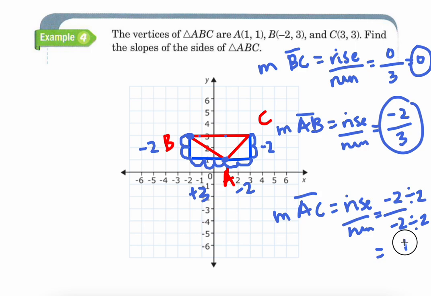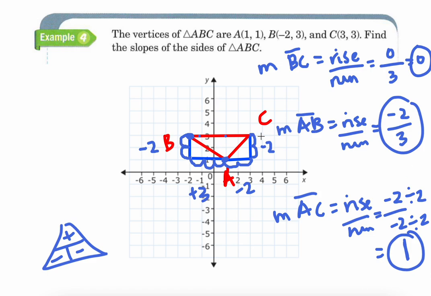So that's really just one. I can just keep that as one. And then I have two negatives. Remember, a negative times a negative is a positive, so it ends up just being one. That I can reduce because it can be reduced to a whole number. So those are my three slopes.